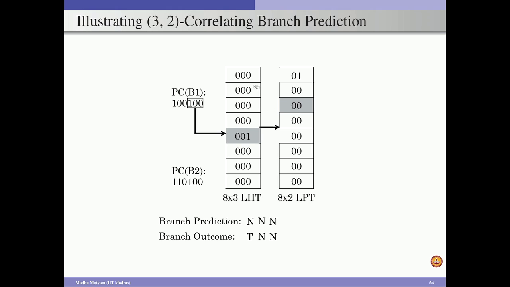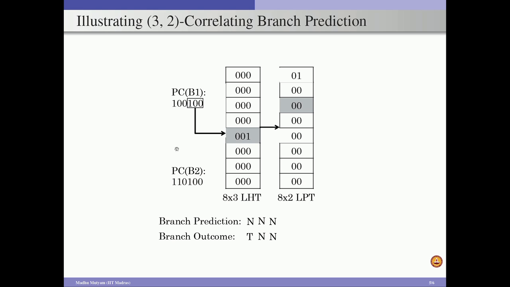In other words, in our LHT the MSB always indicates the latest outcome of the branch that was executed, and the LSB indicates the oldest outcome among these 3 branches.